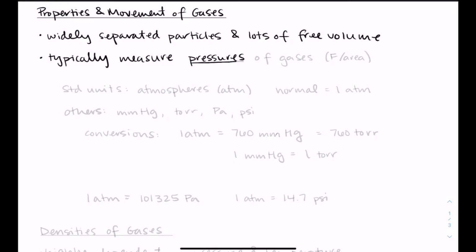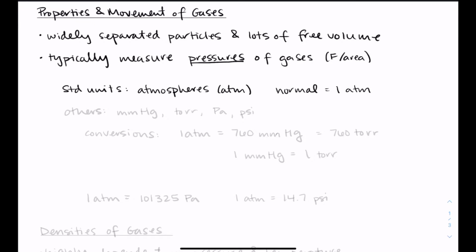So for a gas, we have widely separated particles and lots of free volume, or lots of empty space. We typically measure pressures of gases. So for pressure, we're looking at a force per unit area. And the standard units are atmospheres, or ATM, where a normal pressure is 1 atmosphere. That's kind of the average pressure on Earth that we're used to existing at.